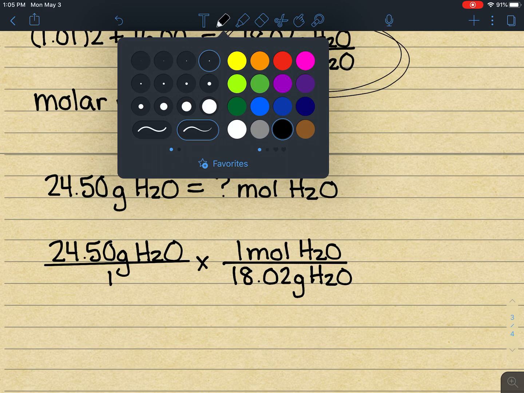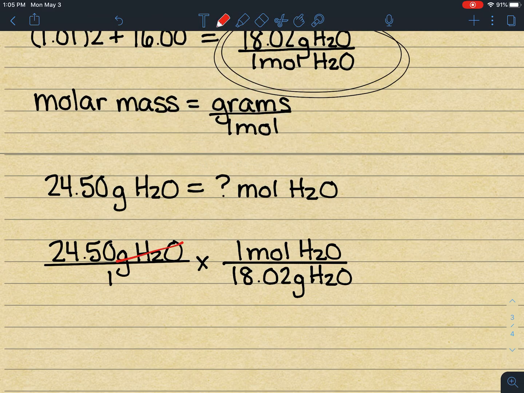And so hopefully what you'll see here is that my grams of water, it's simple algebra stuff, but if you have units on the top of a fraction and units on the bottom of the fraction, they're the same, they end up canceling out. And then what's left over are my actual units. So I have moles of H2O. So all I have to do is take 24.50 divided by 18.02, and I get an answer of 1.3596, but I only have 4 sig figs, so I'll do 1.360 moles of water.